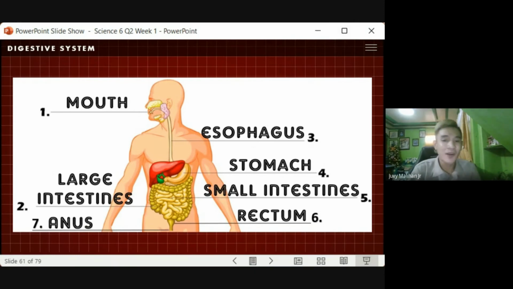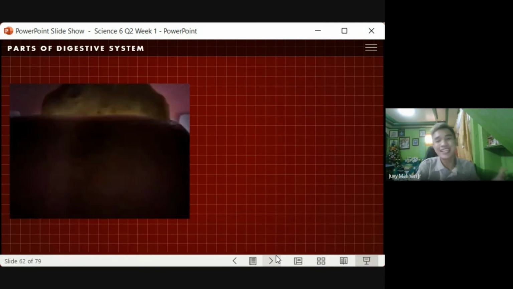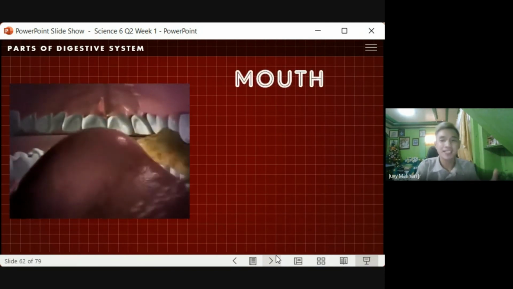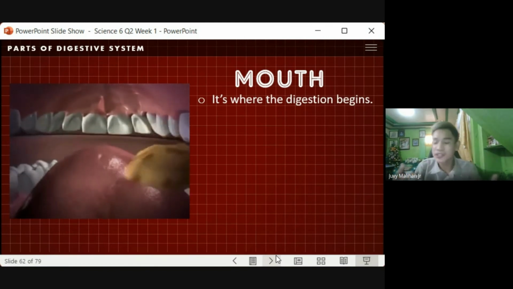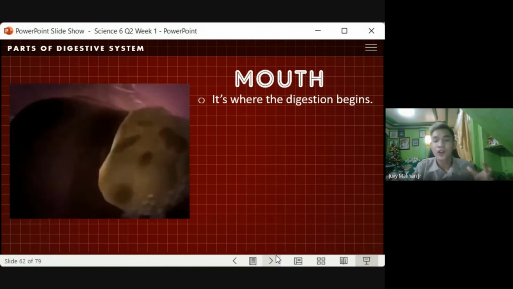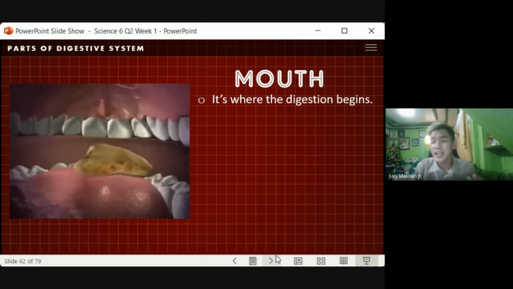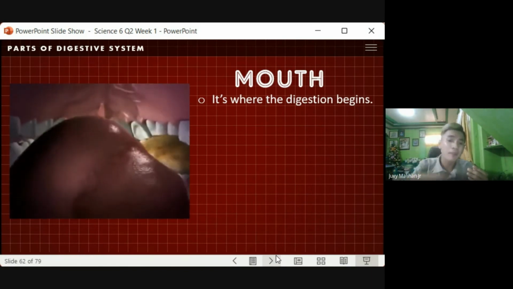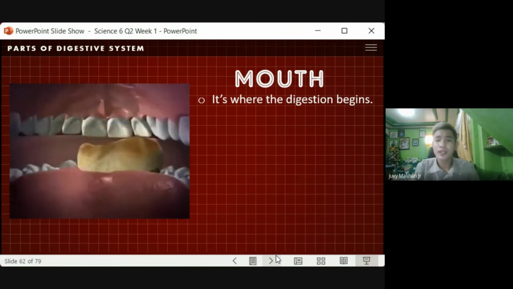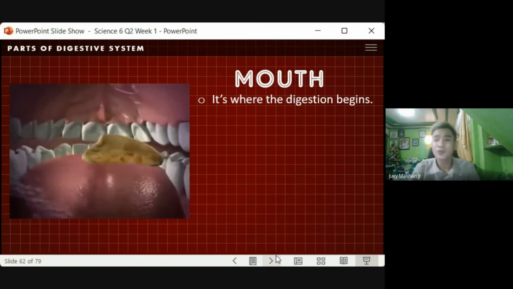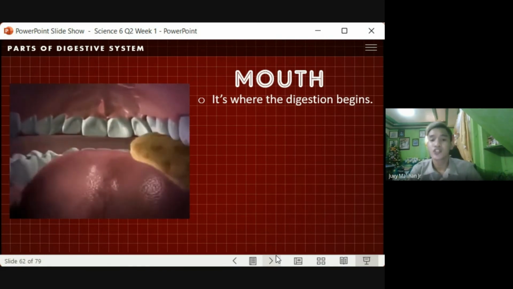Okay, now let's go first with the mouth. Actually, class, digestion begins in our mouth, with the help of our teeth and our tongue. The teeth will grind and cut the food, and our tongue naman will help the food move in the mouth while chewing. Our tongue will also help push the food into the esophagus when swallowing.